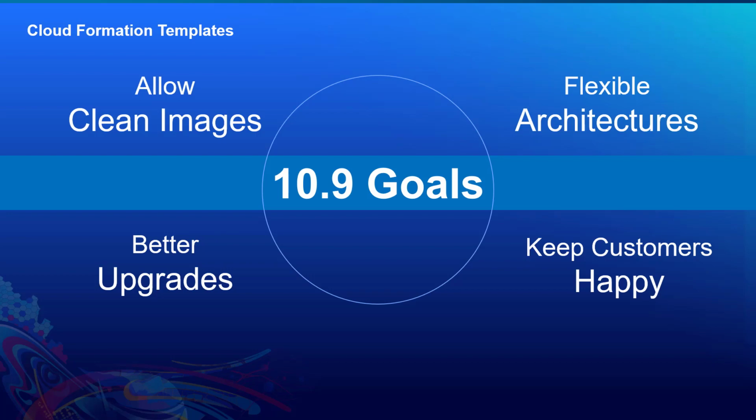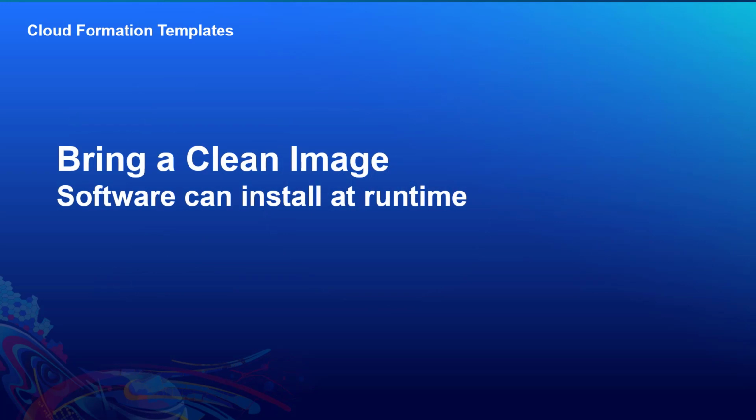Let's go through what we've done and how we've achieved these goals. The first is at 10.9, we're going to allow you to bring a clean image. So you can start with either an Ubuntu image or the Windows Server 2019 image on AWS, and you can install or you can use our automation deployment and CloudFormation templates to install at runtime.